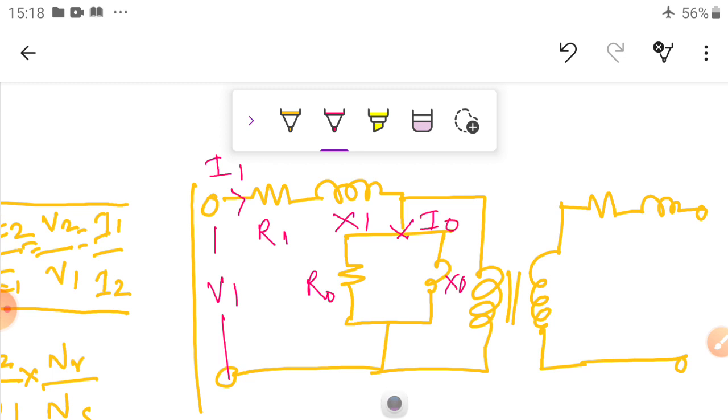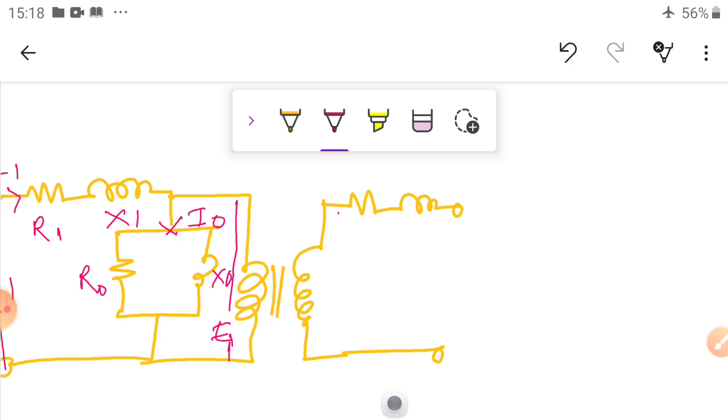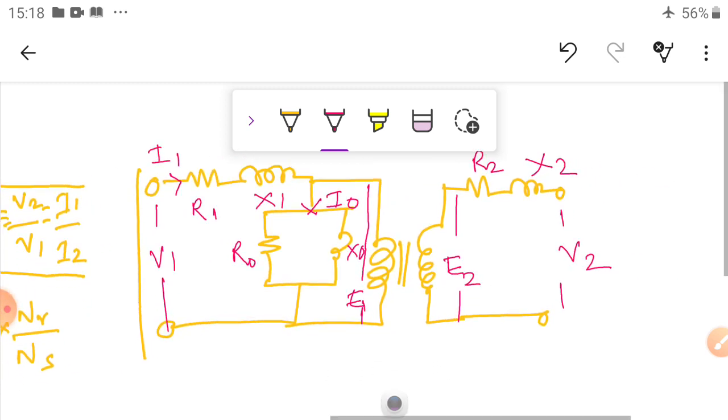Now on the secondary side, what is the EMF induced? Here the voltage induced is E1 for the applied V1. The EMF induced in the secondary is E2, and this is R2 and X2, the secondary, and this is V2. These are the equivalent circuit diagram of a transformer for phase values.